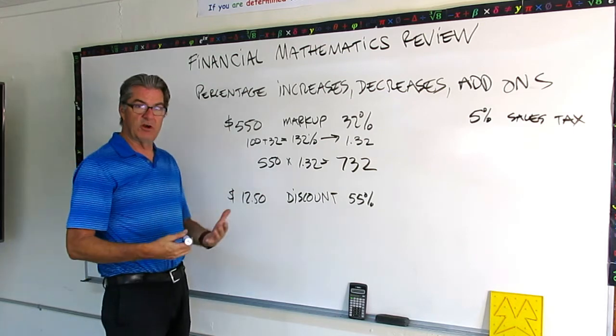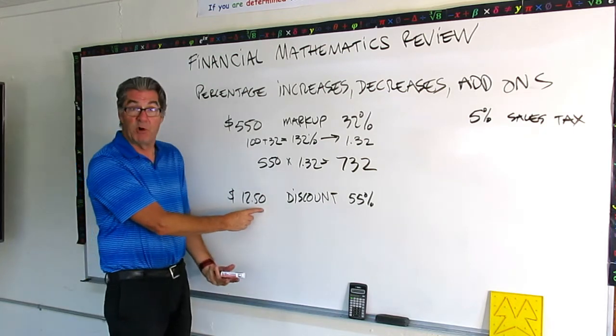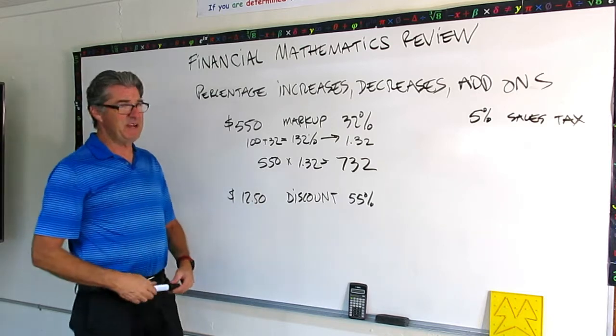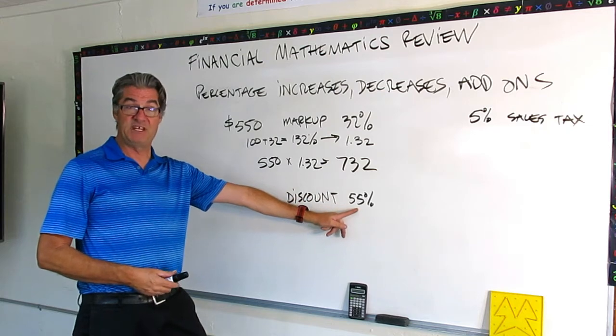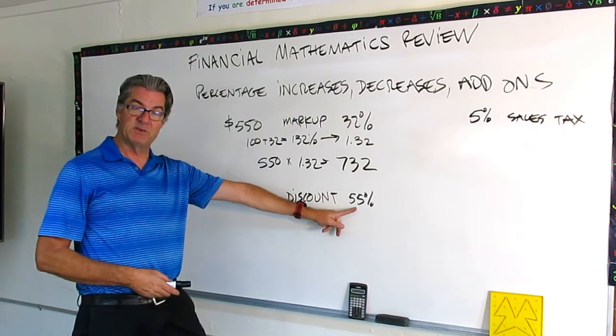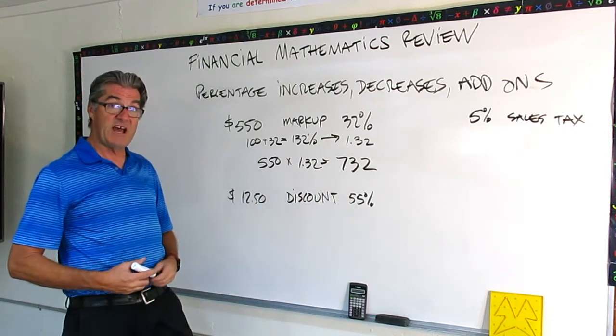Let's say that I'm a store owner, and I have this thing, like it's a book. It's $12.50, but it's been on my shelf for a year. It's just not selling, so I'm going to discount it by a hefty amount. I'm going to discount it by 55%. Pretty nice deal. Let's find out how to do that.